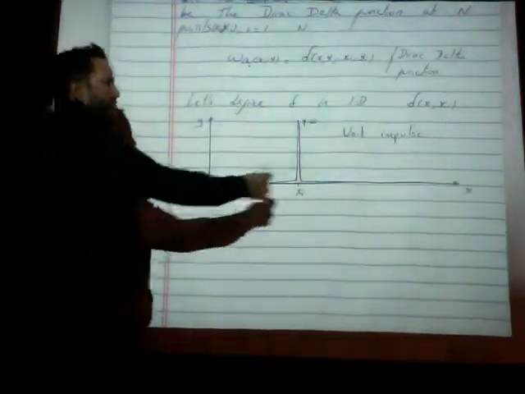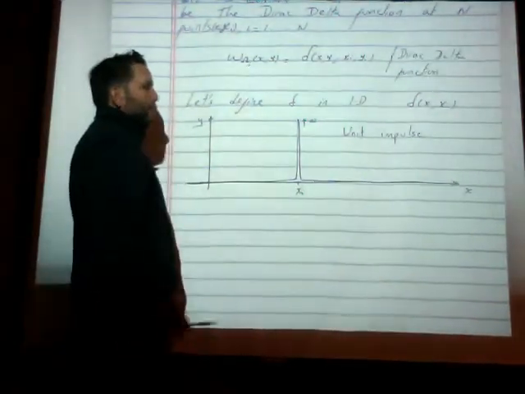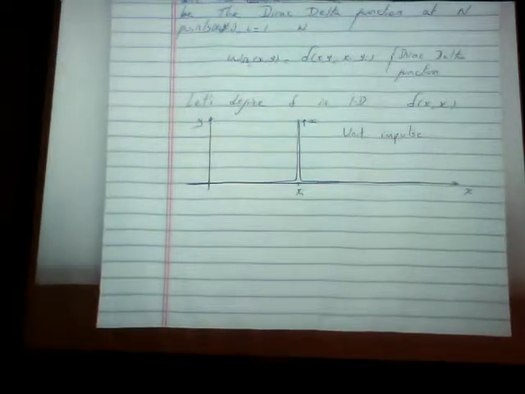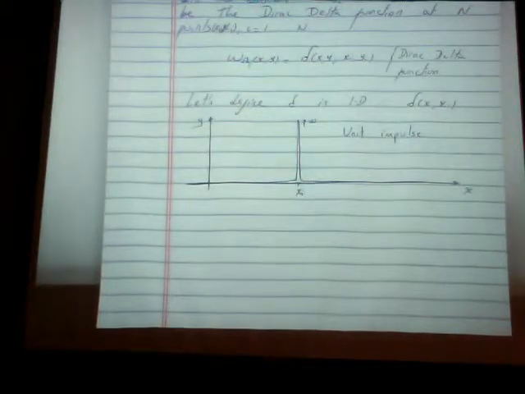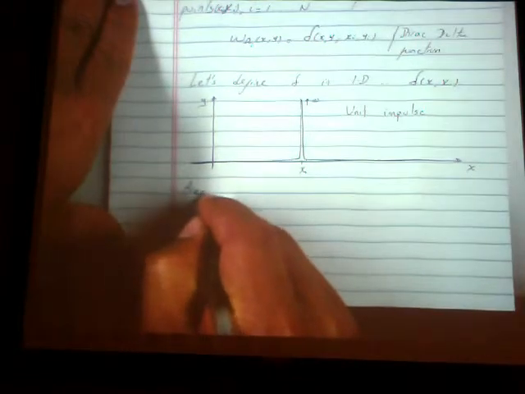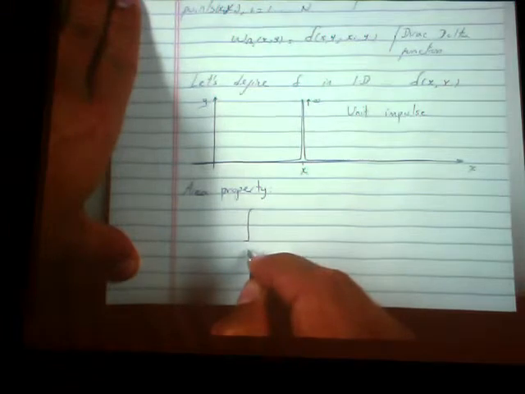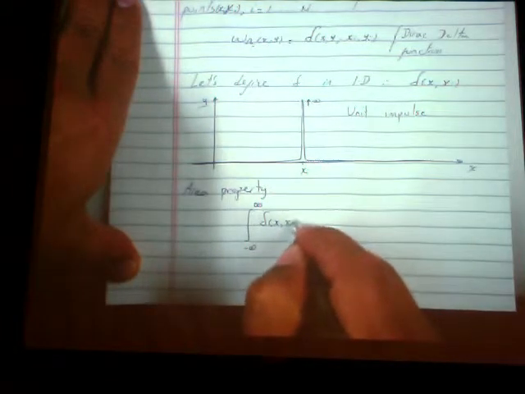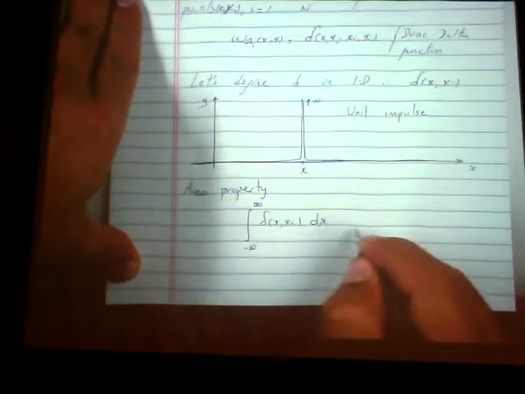How come a function that is 0 and infinite, we call it a unit impulse? Why unit? Where does a 1 come from? It's integral, right? So, good deal. It has the area property, which means that the integral from minus infinity to infinity of the delta function dx is equal to 1.